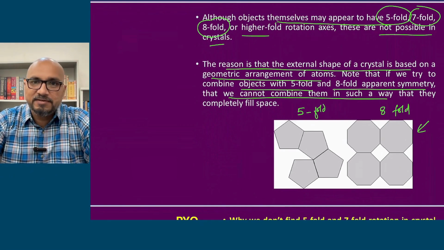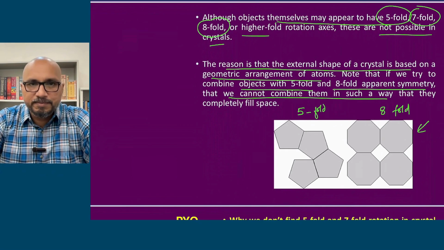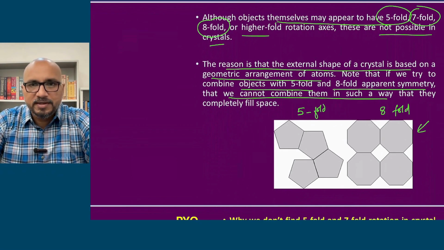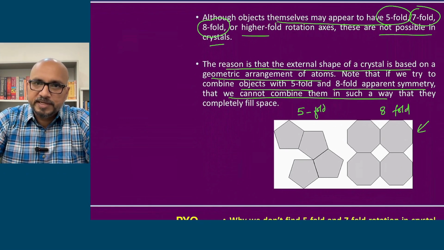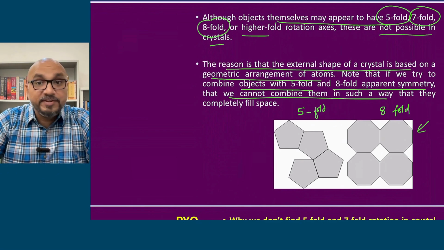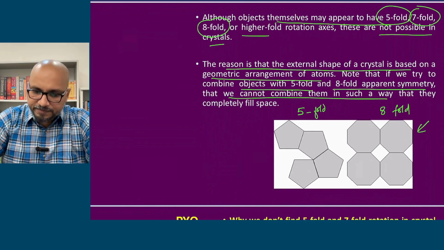So that is the reason why we don't have five-fold, seven-fold, eight-fold or higher fold symmetry, because if you join them, so two dimension में if you try to use them to join, बीच में ना empty spaces बच जाएंगे. So which is not possible in crystals. So that is why we don't have five-fold, eight-fold और seven-fold rotation symmetry.